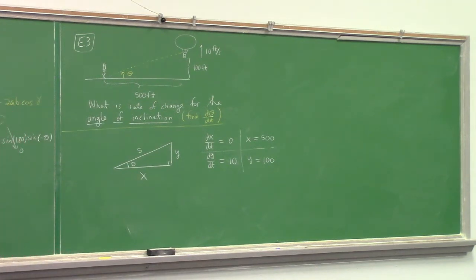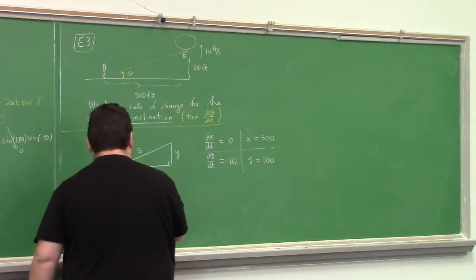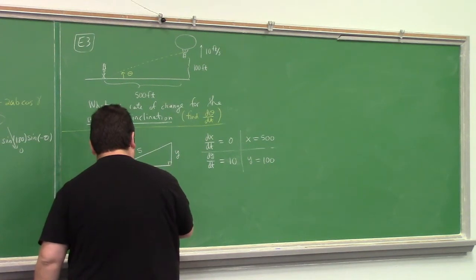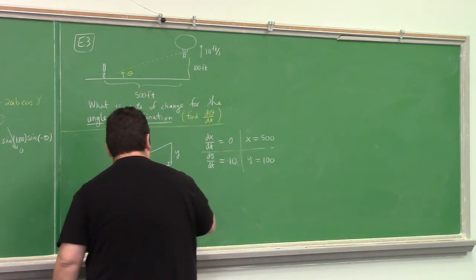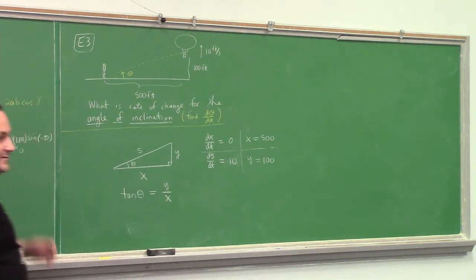I don't remember which one, but I vaguely remember this. It was tangent. Don't count tangent out. Tangent theta is y over x. There we go. That's the relation between theta, y, and x. Now theta, y, and x are all functions of time. So this equation, when we differentiate it, will relate the rates.